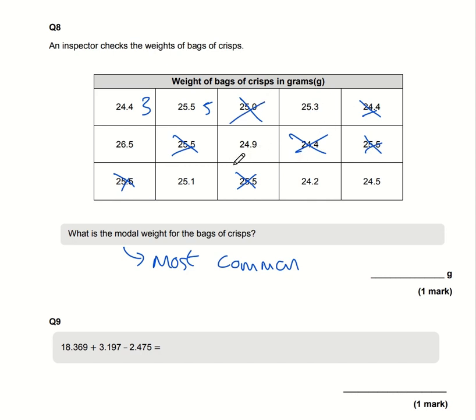25.3 also just pops up once, so not the mode. 26.5 pops up once, not the mode, and all of these also pop up just the once. So the most common value is 25.5 grams.